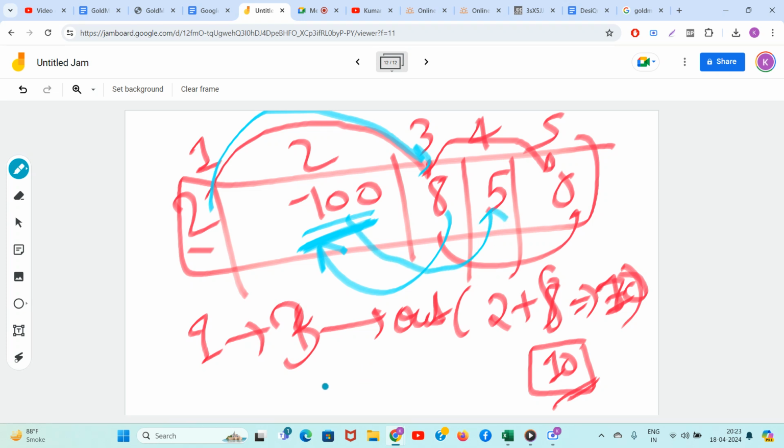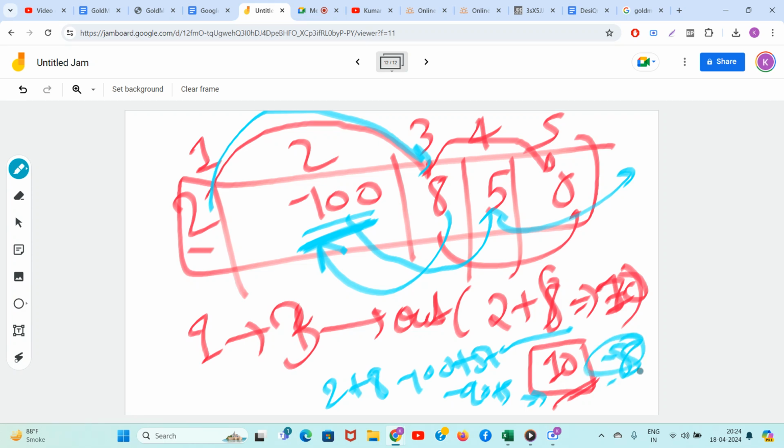So, guys, and then from 5 to outside. So, 2 plus 8 minus 100 plus 5 plus outside. So, 10 minus 100 is minus 90, plus 5 is minus 85. That is the answer to the problem.